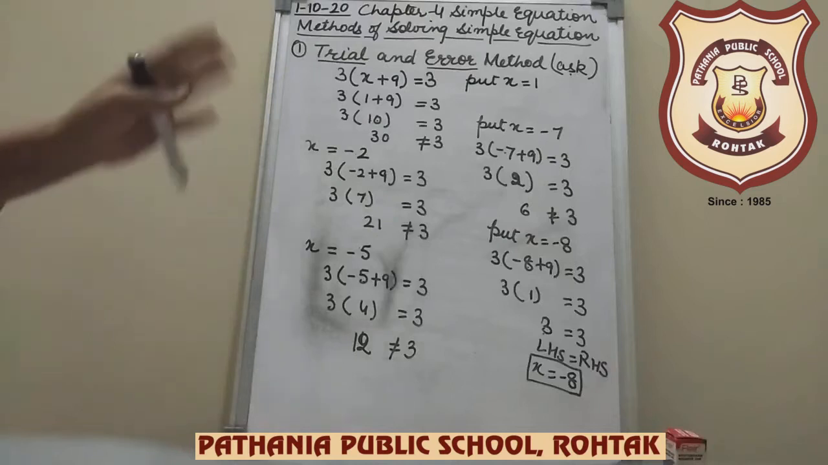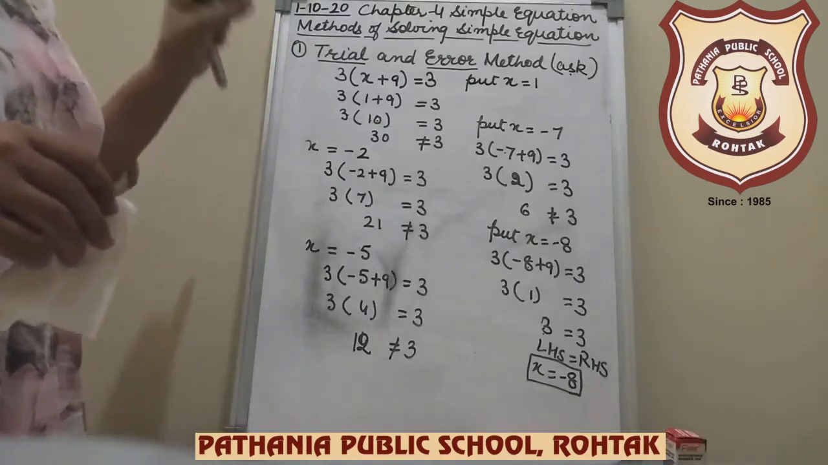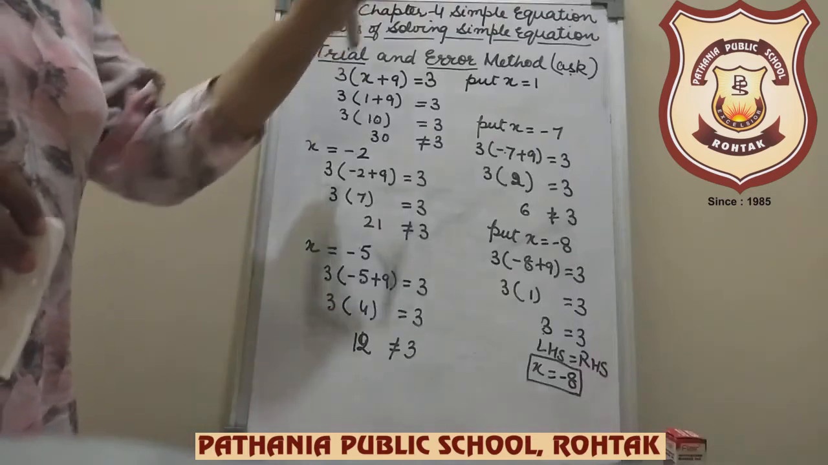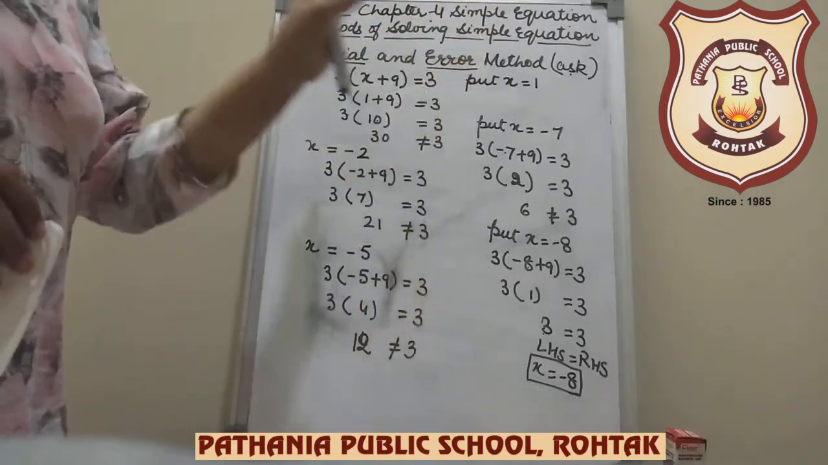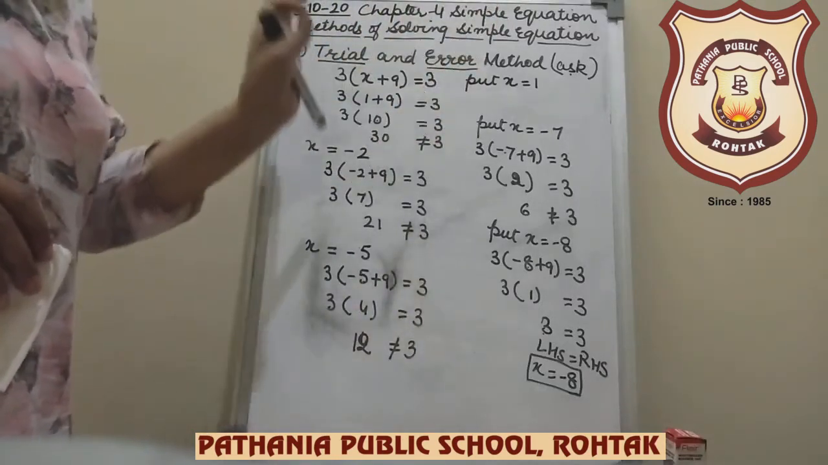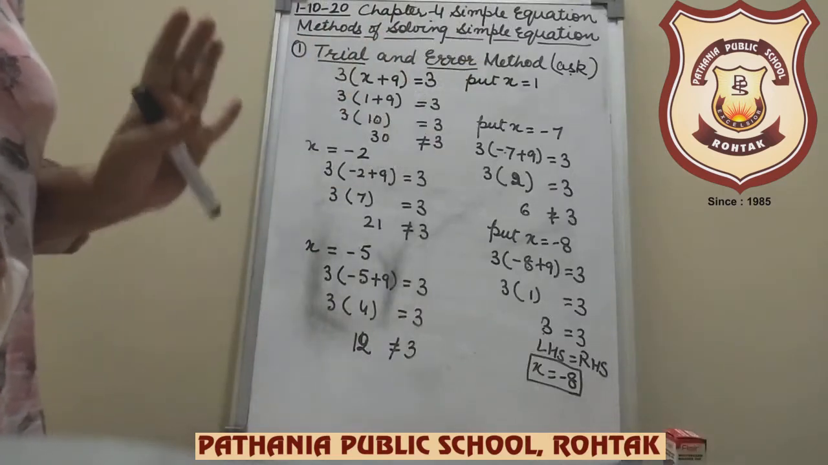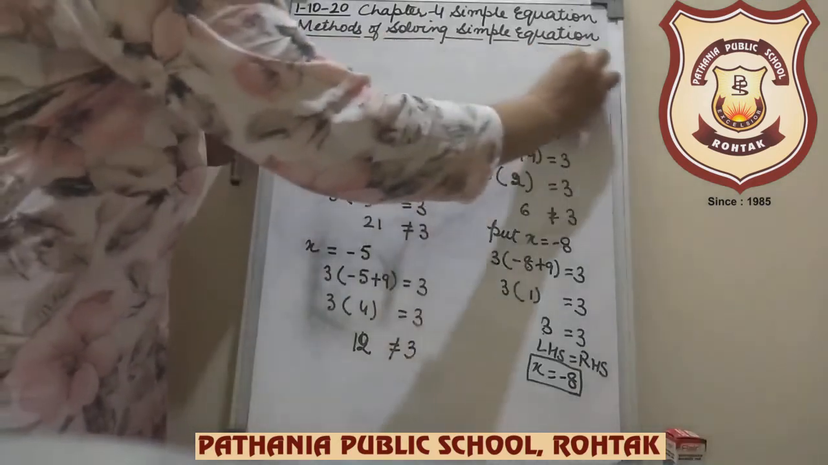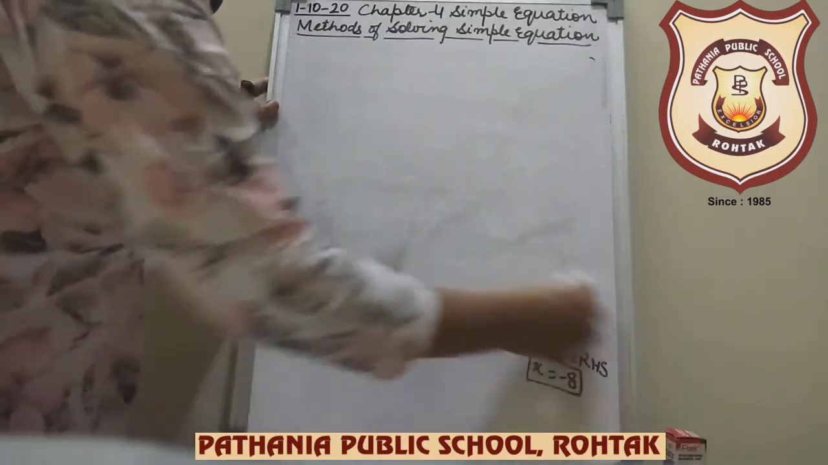Clear? This is first method, and this is to be done only when it is mentioned in the question, solve this equation using trial and error method. And if it is solve the equation, then you can go by any of the rest of the two methods. Is this clear? Now I'll take up the second method, which is your systematic method.